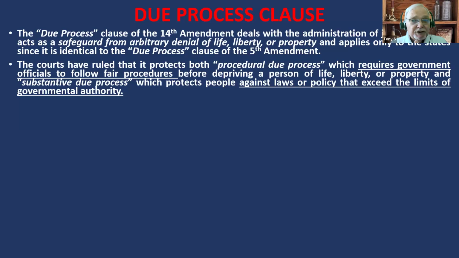There's also what's called substantive due process, which protects people against laws or policy that exceed the limits of governmental authority. So there's also due process, which means the government can't go out of bounds and do things that it shouldn't do.